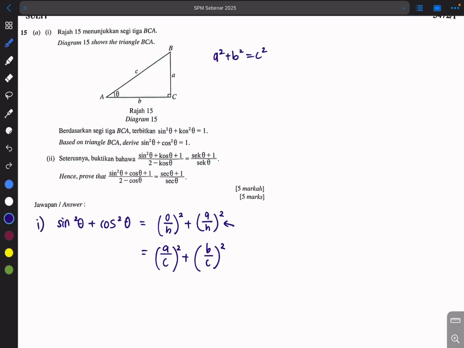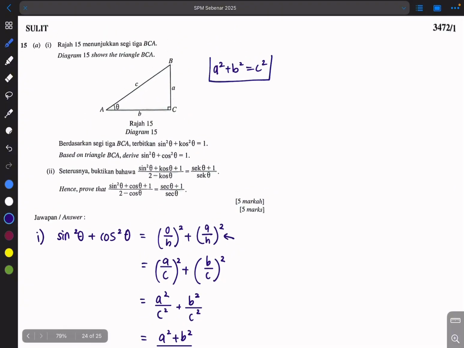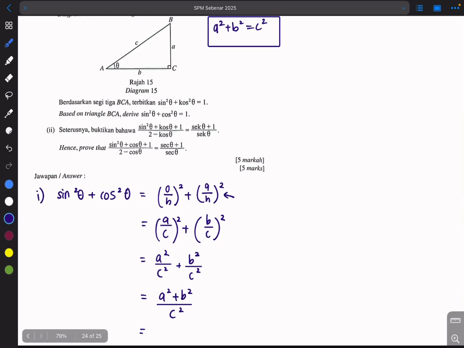Right, so here we expand. This will give us a squared over c squared plus b squared over c squared. Our denominators are the same, so we can add these up. And remember just now a squared plus b squared is c squared. So we can sub in the a squared plus b squared. This will give us c squared. So c squared over c squared is 1. So you can say this is derived. Done.